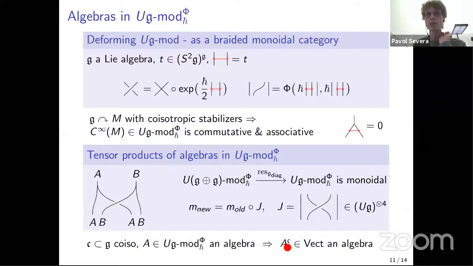So one way to say it is that taking the invariant is a braided lax monoidal functor, if you wish, from this category to vector spaces. But let me not say it like that. All that happens is that in the end we can kill that associator simply by taking invariance with respect to a big enough Lie subalgebra. And that way we obtain an ordinary associative algebra. Okay.